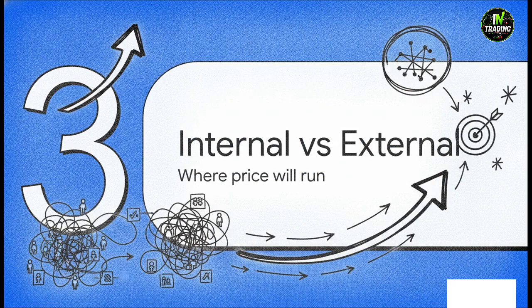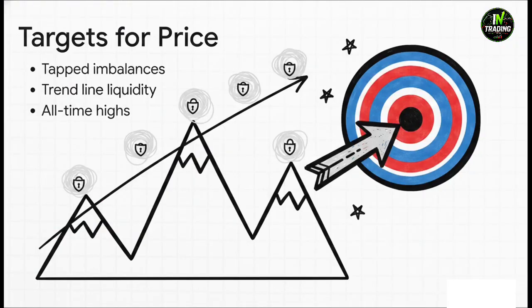All right, section 3, internal versus external liquidity. Knowing exactly where price will run. So, once we know where traders are trapped, we have to hunt for really specific logical reasons why price would want to reach a certain level. Like we need to find its targets.